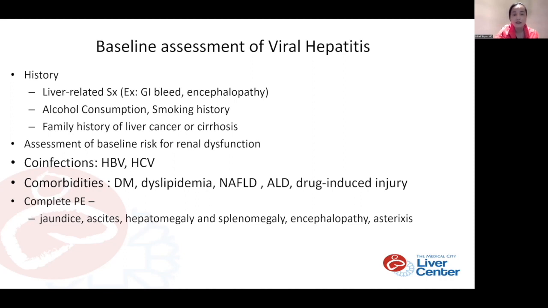Or does he or she drink a lot of alcohol? Is there high-risk family history? Is there anyone in the family with viral hepatitis or liver cancer or cirrhosis? And in our patient's case, this was positive.